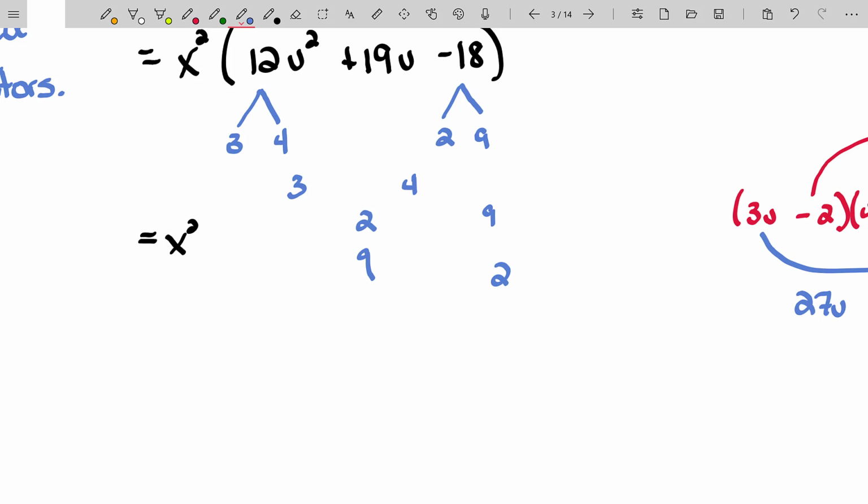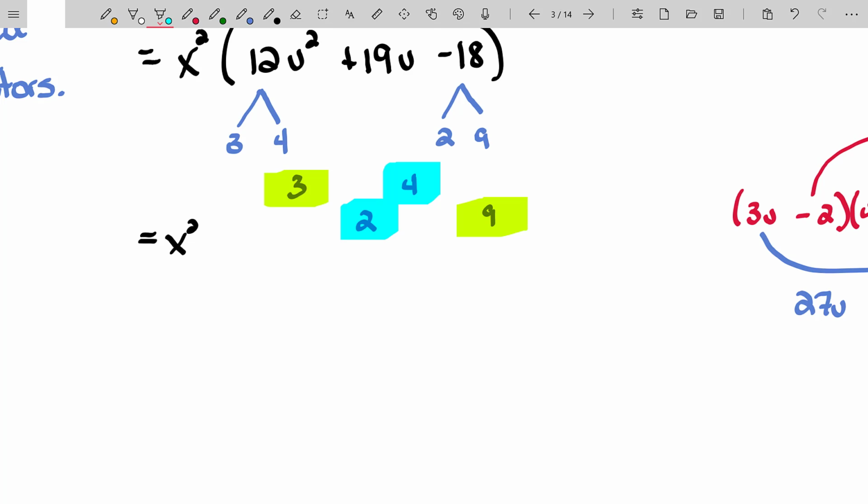And we deal with outers and inners. So outers, 3 and 9 versus inners, do a different highlighter color, 2 and 4. 3 and 9, that's 27. 2 and 4 is 8. 27 and 8 can be combined to become 19. It's very, very fast.